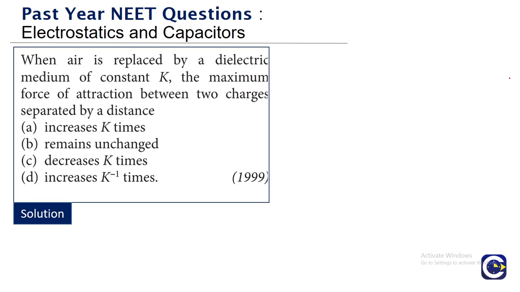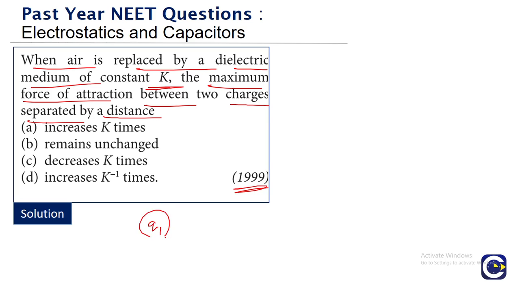Next we have a question based on the dielectric constant. When air is replaced by a dielectric medium of constant K, the maximum force of attraction between two charges separated by a distance. Means what? If you have two charges, let us say charge Q1 and charge Q2, they are separated by a distance D.